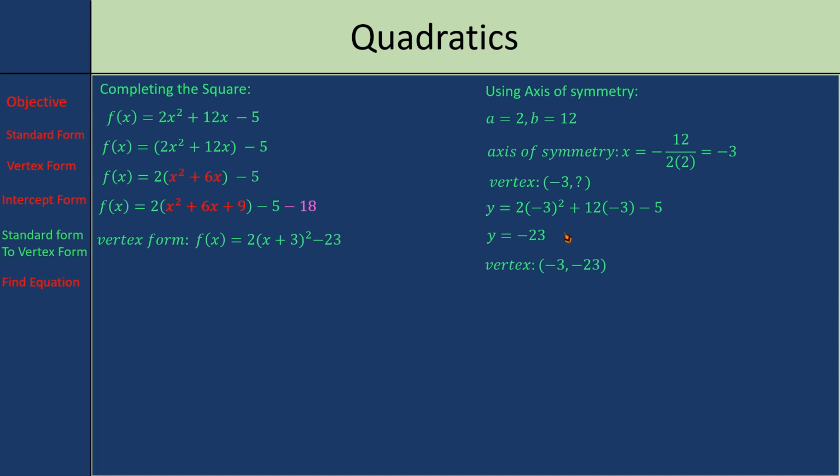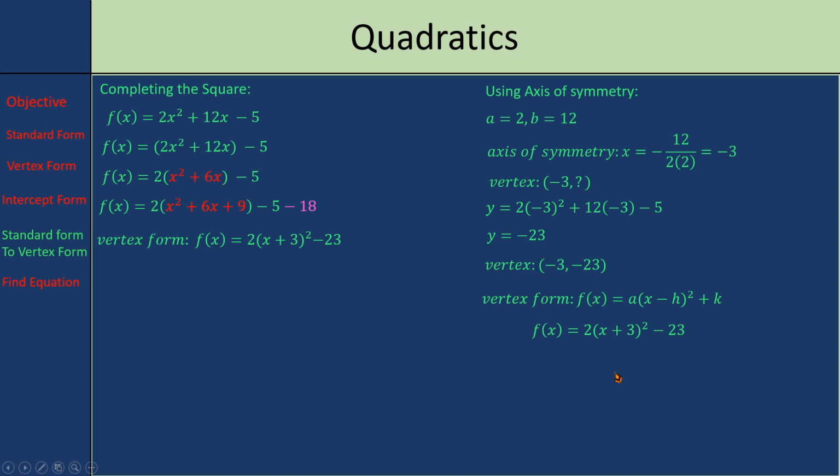I plug that into the vertex form. So there's my vertex form. I need to put x into here, y into here. So I have x minus negative 3, right, guys? Minus negative 3, so I got plus 3. And then plus k, plus negative 23, so minus 23. And the a is already there, a is 2.